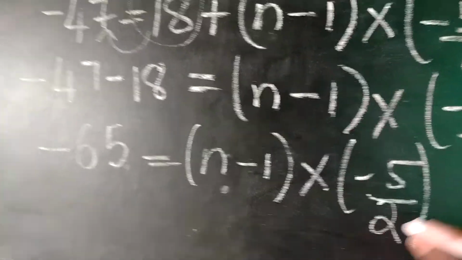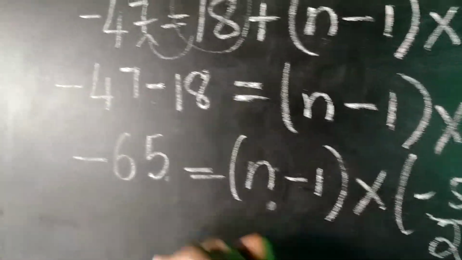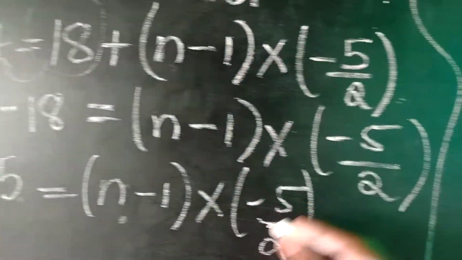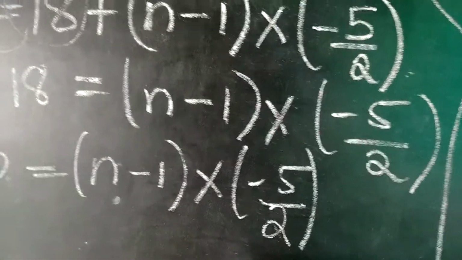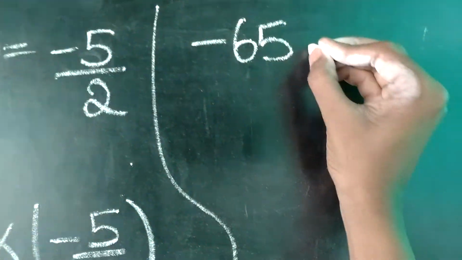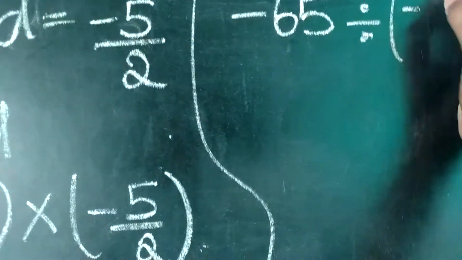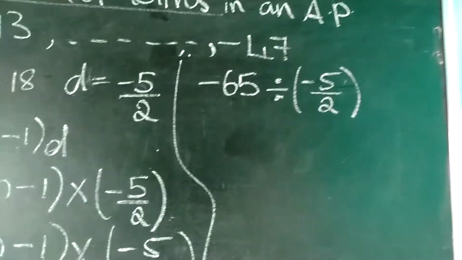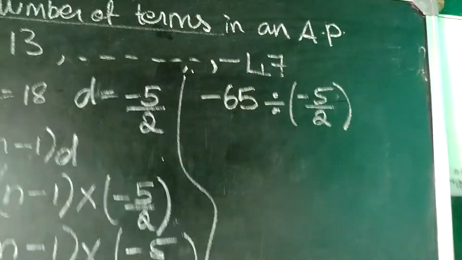Now we have to transpose this minus 5 by 2 also towards the LHS side. So in LHS we already have minus 65. Let me write. When I shift this into minus 5 by 2, that will become divided by minus 5 by 2. Let me write the division sign here because we are having a fraction in RHS.